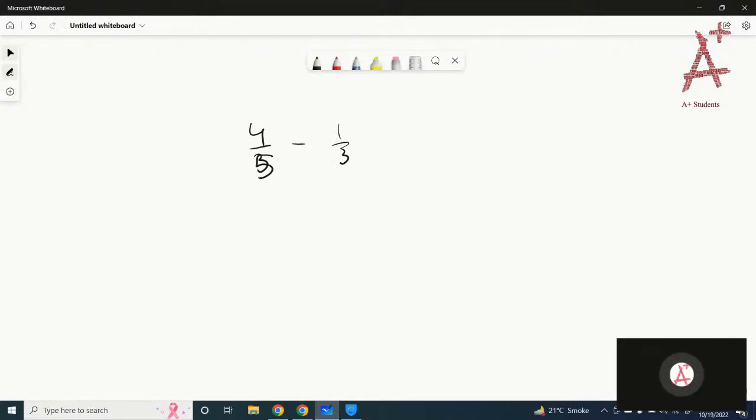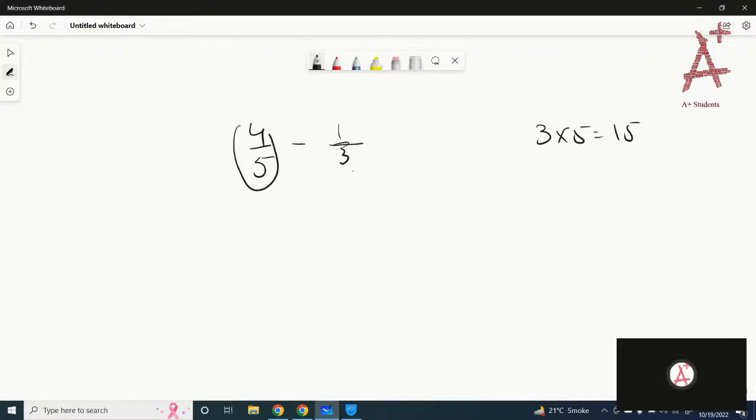So first of all, they have different denominators, so you have to make their denominators the same. It is 4/5 subtract 1/3. Here you have 3 and here you have 5, but 3 is not a multiple of 5. So you have to find a common denominator that can be the denominator of both fractions. It would be 3 times 5. The common denominator is 15, so you have to make both denominators equal to 15.